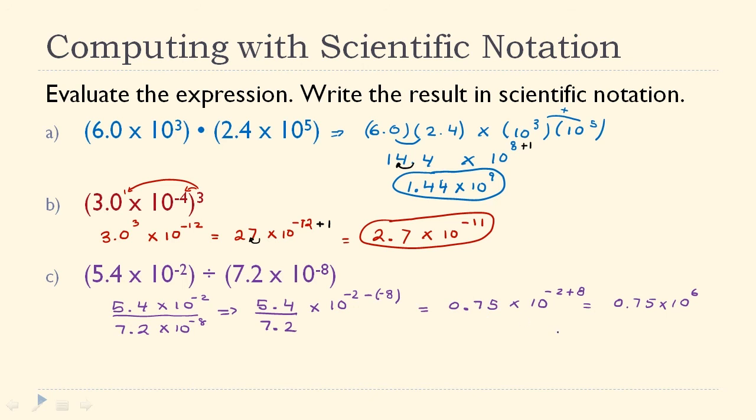Now 0.75 is not written in scientific notation, so I need to change that by moving this decimal over to the right by 1. And when I move it to the right, I'm actually going to subtract 1 from my original exponent value. My final answer would be 7.5 times 10 to the power of 6 minus 1, which is 5.